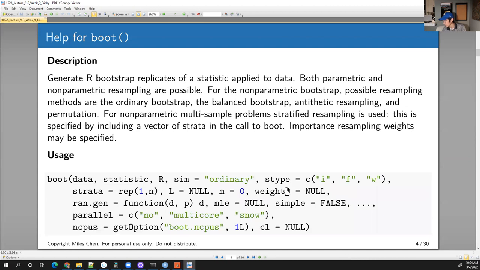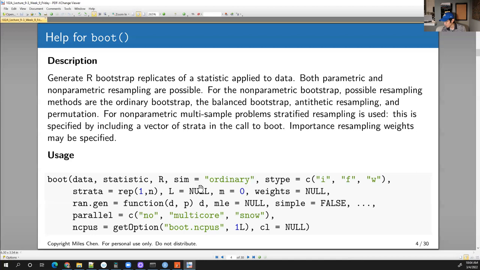All right, this is the description. If you call help on boot, this is what it says. Description: generate R bootstrap replicates of a statistic applied to data. Both parametric and non-parametric resampling are possible. For the non-parametric bootstrap, possible resampling methods are the ordinary bootstrap, balanced bootstrap, antithetic resampling, and I have no idea what that is, permutation, there's other stuff here.